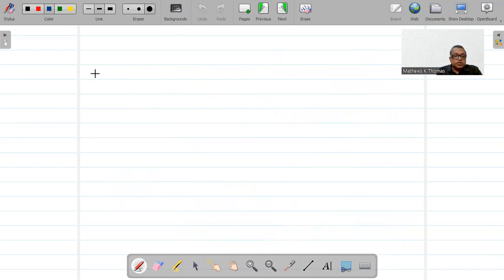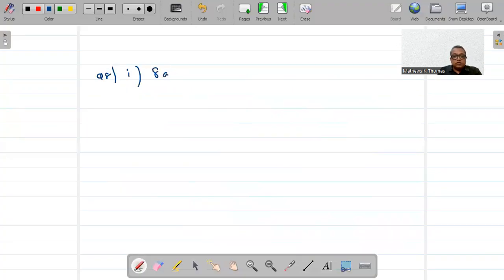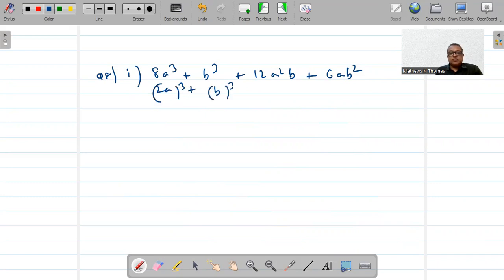So the first question of question number 8. 8a cube plus b cube plus 12a square b plus 6ab square. This is the question. So what I need to do is I'll rewrite it as 2a whole cube. This I can write as b whole cube. Then 3ab, that is 3 into 2a into b bracket 2a plus b.